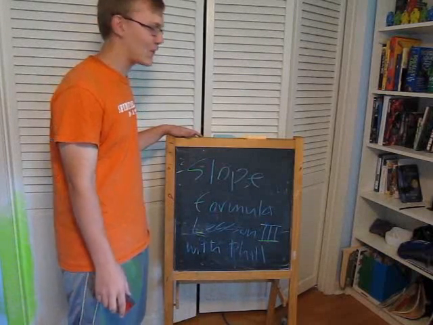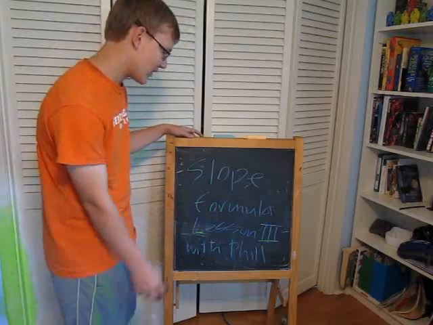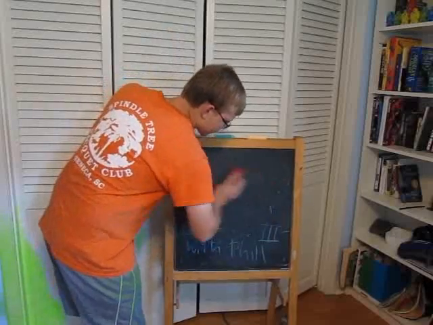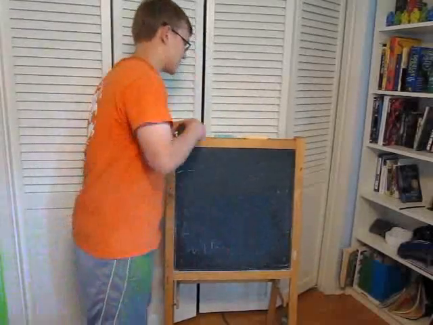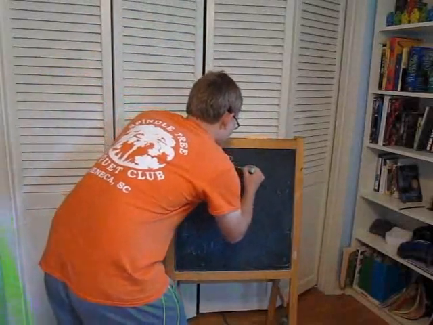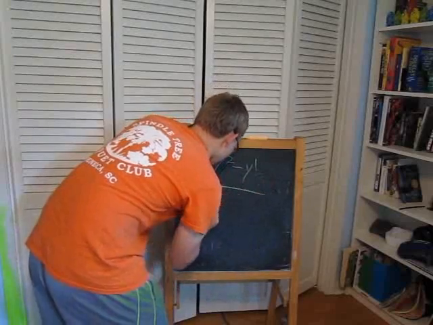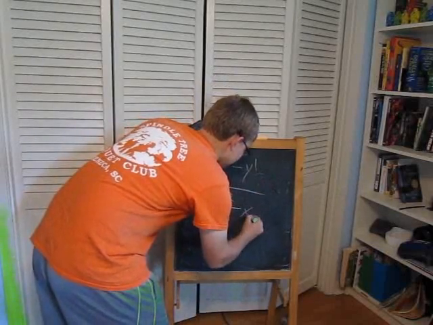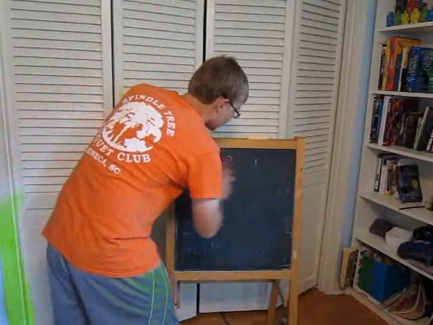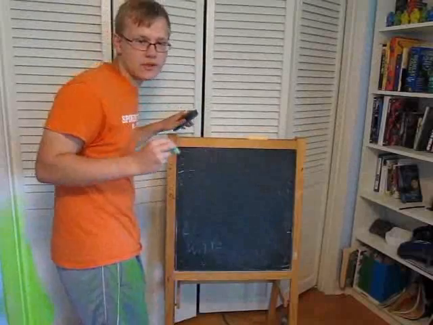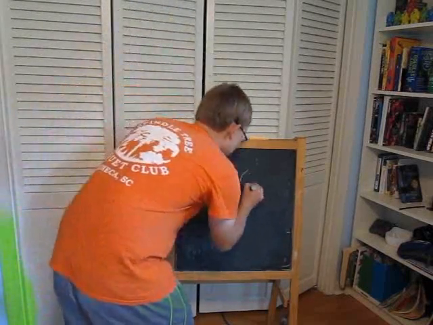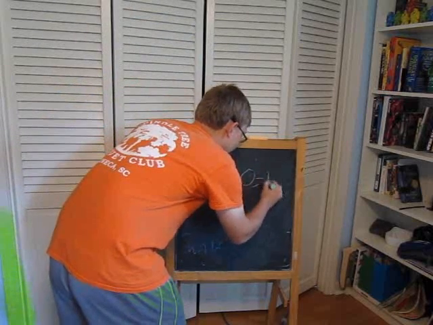And this time, we're going to be doing slope formula lesson 3 with yours truly, Professor Phil. Let's get into it. So slope formula, or y2 minus y1 over x2 minus x1. So let me give you guys an example. So I have the points 1, 0, and 0, -1.